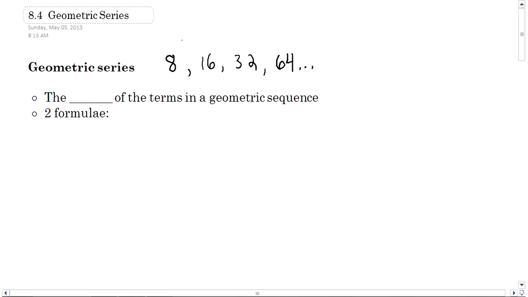And what's actually happening between each term? You are doing the same thing every time to get the next term. You're multiplying. Yes, that's right. You're multiplying by 2. And 2 is known as your common ratio.